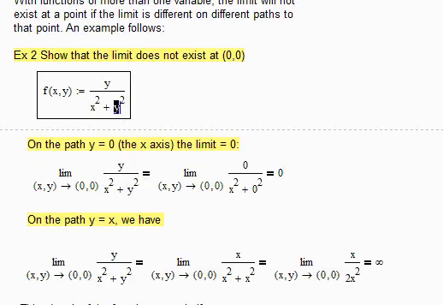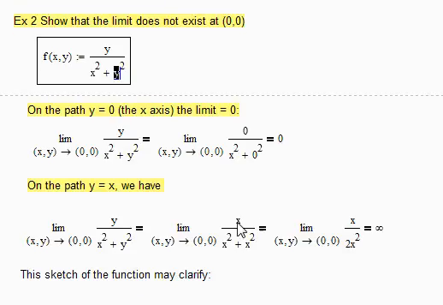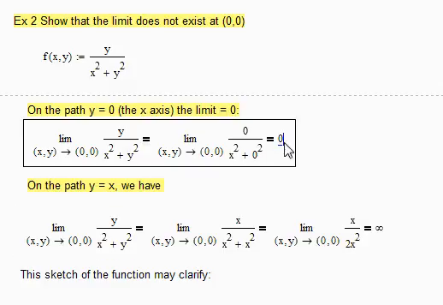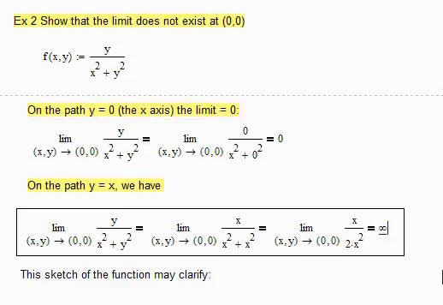But if we moved along the path where y equals x, we'd replace y with x, and we would have x over x squared plus x squared. In other words, we have the limit as (x, y) goes to (0, 0) of x over 2x squared. Cancel this x with one of these x's, and we have 1 over 2x. As x goes to 0, that's 1 over 0, which is infinity. So, wow. On one path we get 0, on one path we get infinity, so that function clearly doesn't have a limit at (0, 0) because you get two different numbers on two different paths.